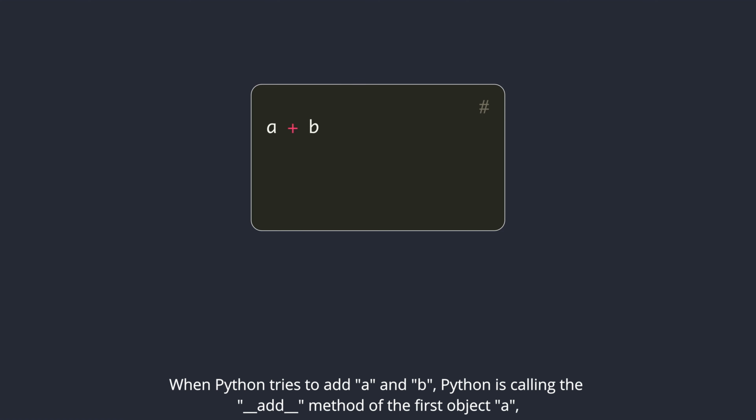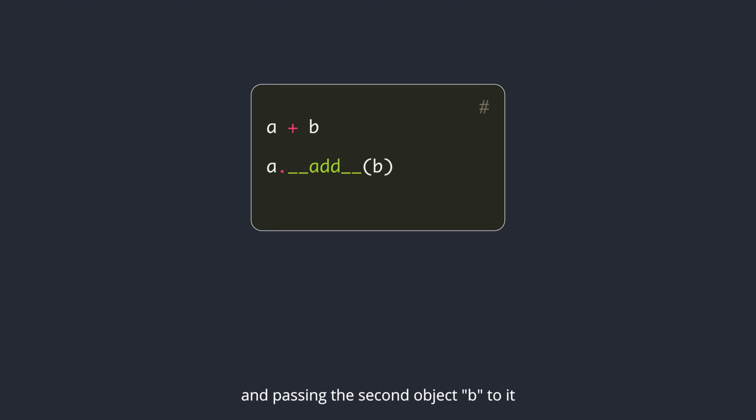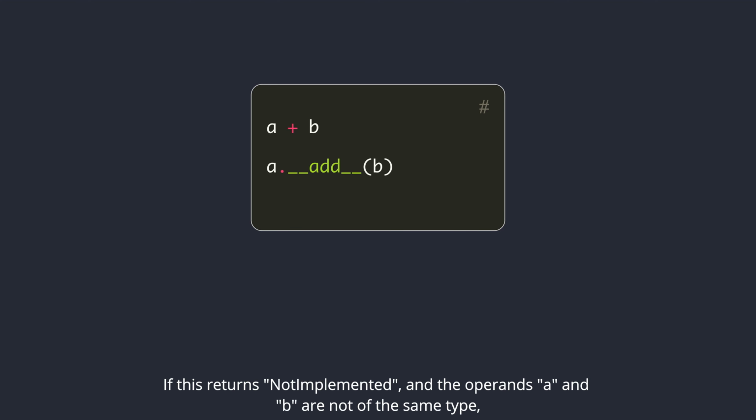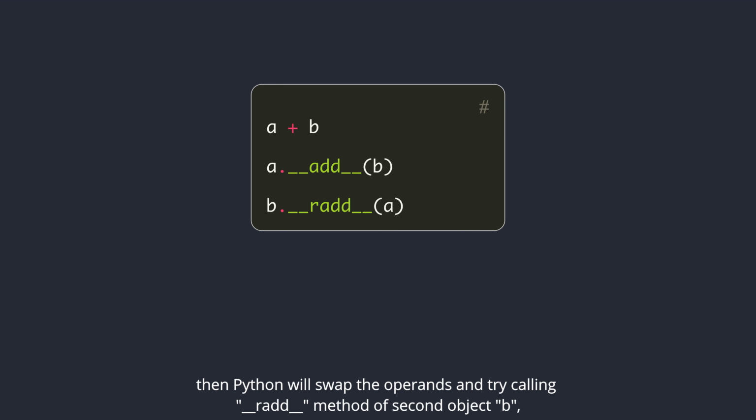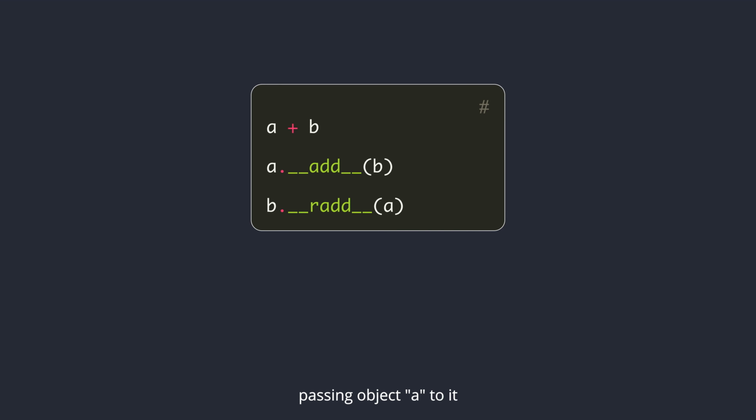When Python tries to add a and b, Python calls the dunder-add method of the first object a, and passes the second object b to it. If this returns NotImplemented, and the operands a and b are not of the same type, then Python will swap the operands and try calling the dunder-add method of the second object b, passing object a to it.